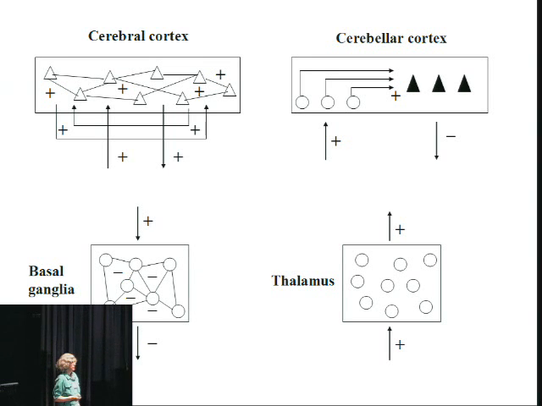If you look at the basal ganglia, I'm now only talking about the main type of neuron in each of these parts. In the basal ganglia, neurons form a network, as they do in the cerebral cortex, but they form an inhibitory network. In the thalamus, the main type of neuron, the relay neurons, are excitatory, as are the neurons in the cortex.